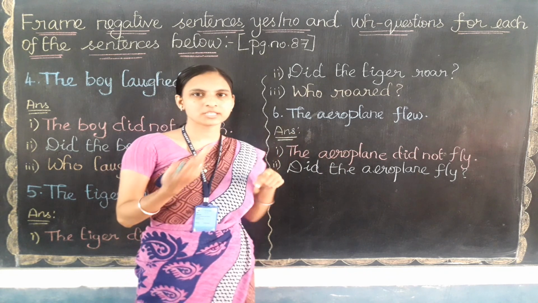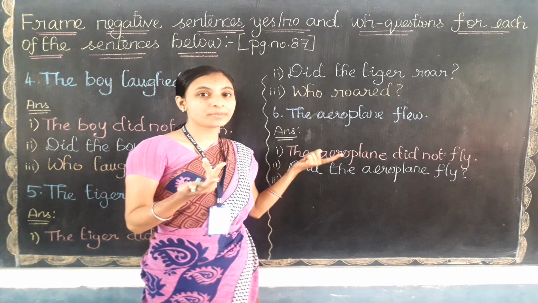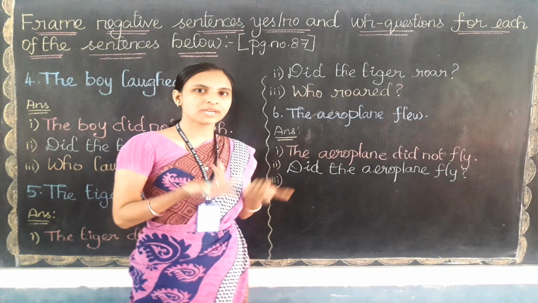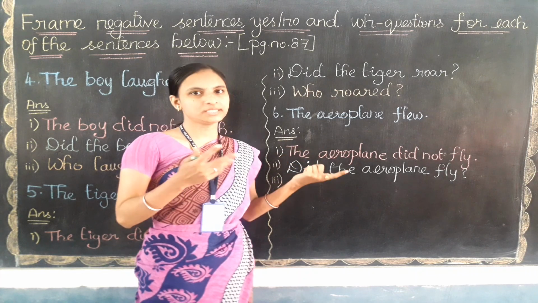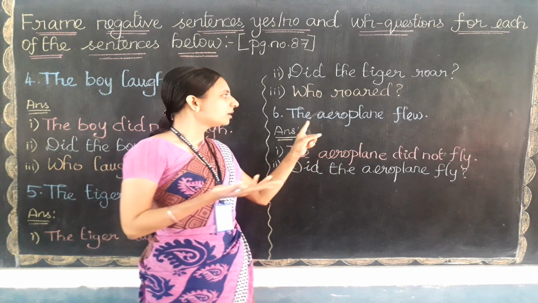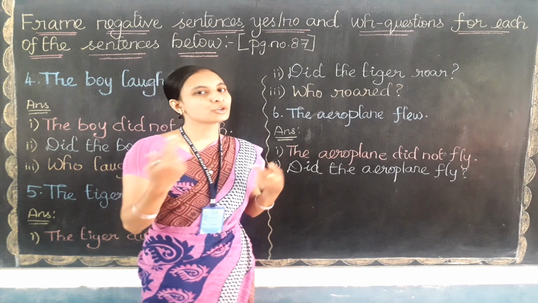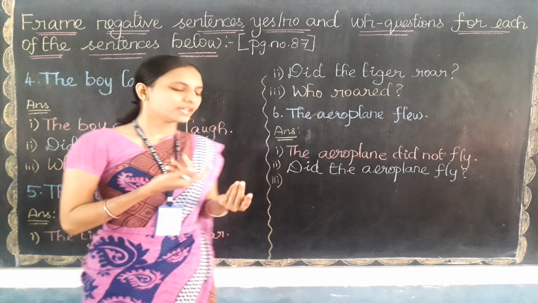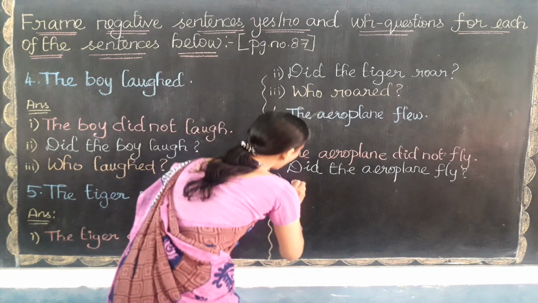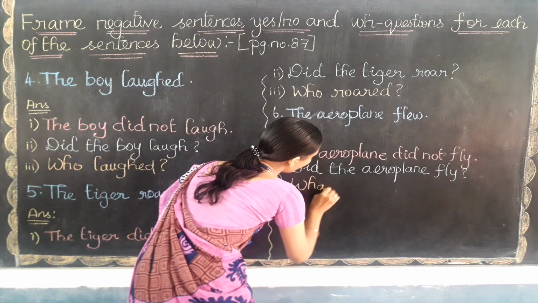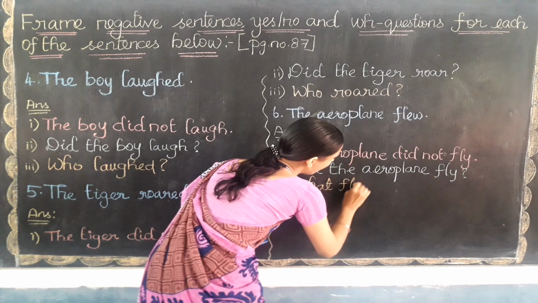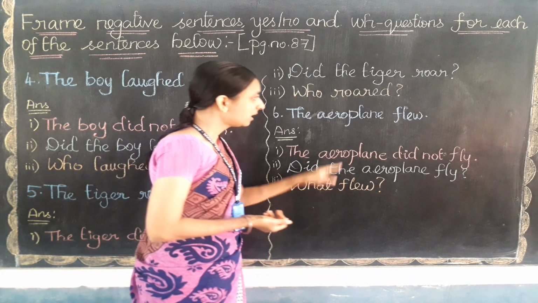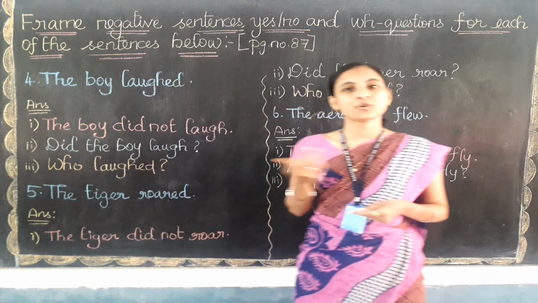No, because there is no place. And எப்போ பறந்துச்சு அதுவும் கேட்க முடியாது. எங்கேயும் கேட்க முடியாது. எது? Yes. யார் பறந்துச்சு? Because it is a non-living thing. So we need to use what only. So what flew means எது பறந்துச்சு? Aeroplane பறந்துச்சு. So what, and then the past form of fly, that is flew, and it should end with a question mark. What flew? எது பறந்துச்சு? Aeroplane பறந்துச்சு. The aeroplane flew.